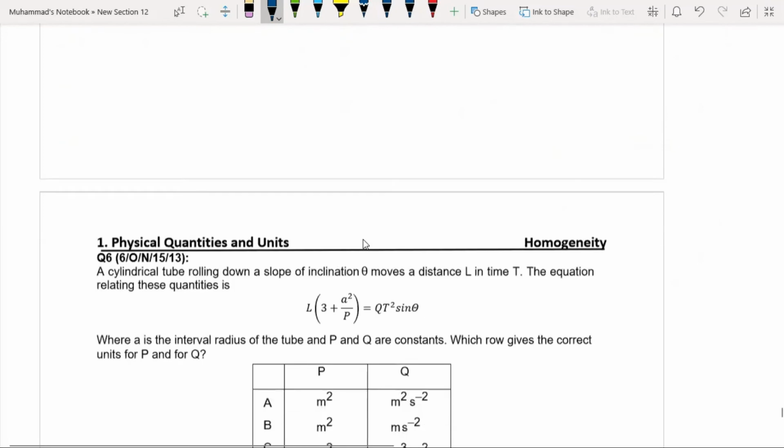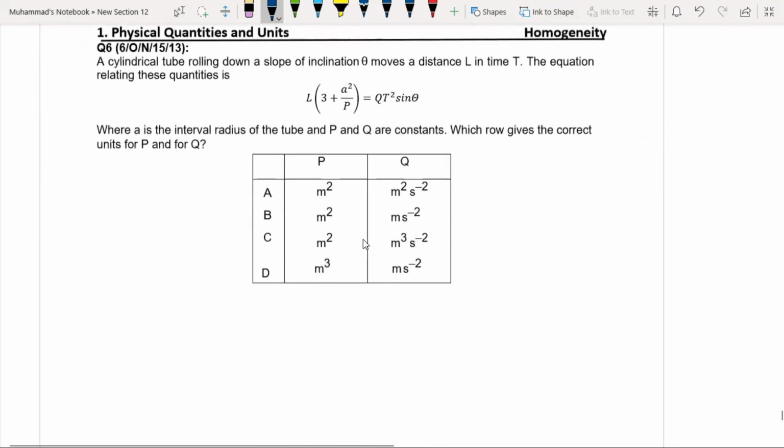Okay, so now let's solve this last question of this exercise, this subtopic. A cylindrical tube rolling down a slope of inclination theta moves a distance L. This L is distance and T is time. The equation relating these quantities is given by L3 plus A square over P equal to Q T square sine theta. And you should know that sine theta has no unit. Sine theta, this is constant with no unit. This is dimensionless quantity, and A is internal radius, so unit of A is meter. P and Q are constant.